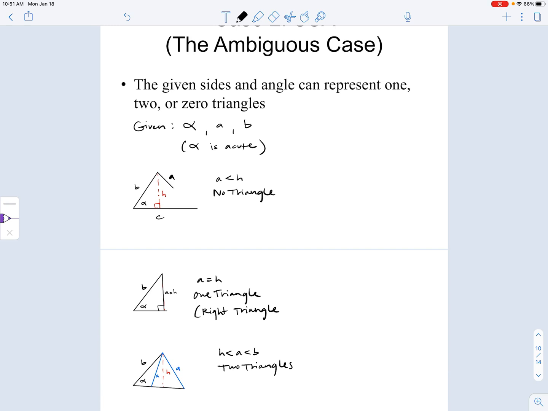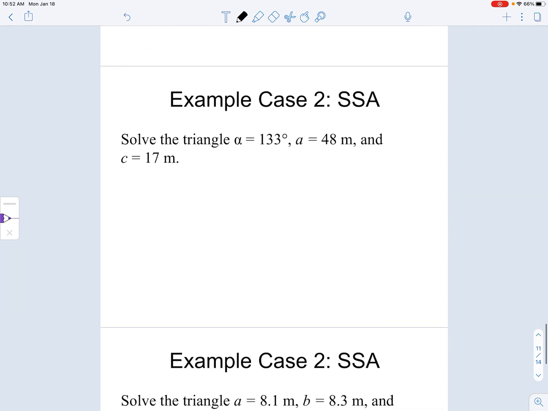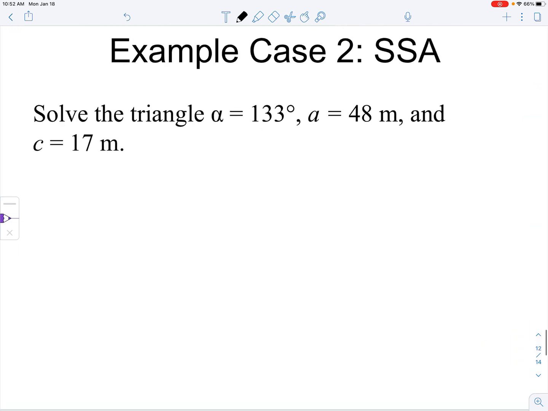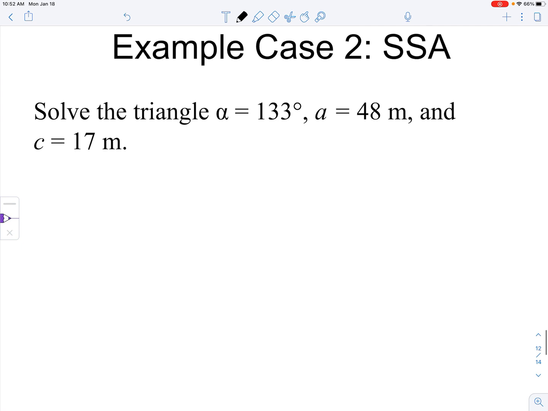Okay, now if alpha is obtuse, there's only one triangle. It's if alpha is acute, so if the given angle is acute, that's when there's possibly two triangles. My suggestion would just be, if you recognize you have the SSA case, try and solve for a second triangle, and that's what we're going to do in our examples.